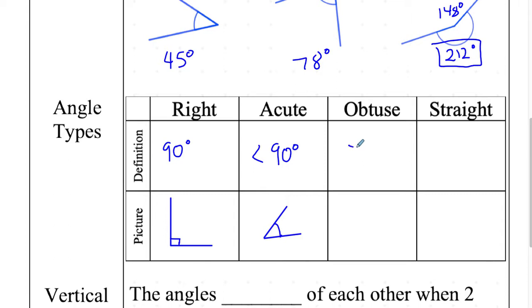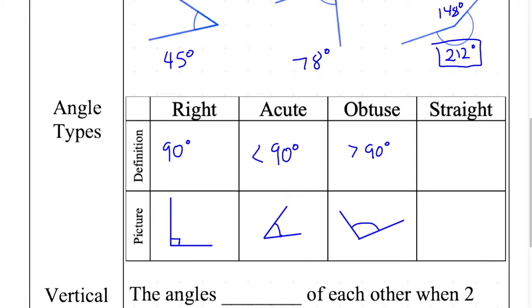An obtuse angle needs to be greater than 90 degrees. So what is an example of an obtuse angle? Something that looks like this. It comes like this and is bigger than 90 degrees. And we'll say this angle right there.